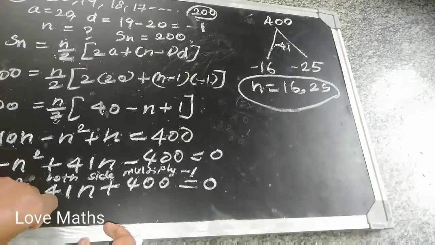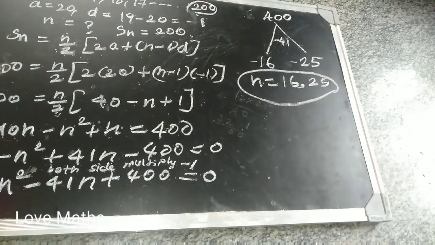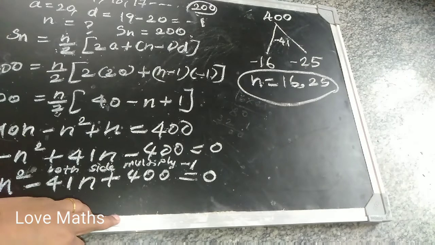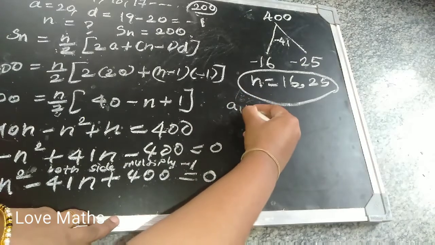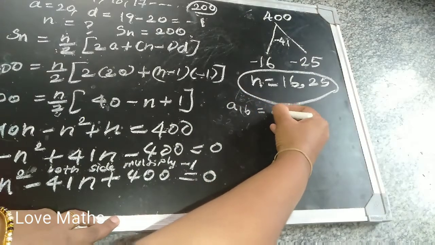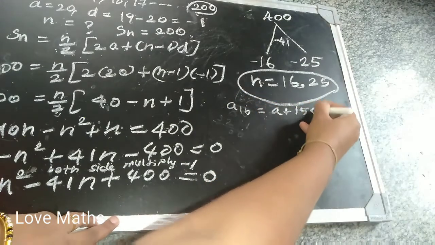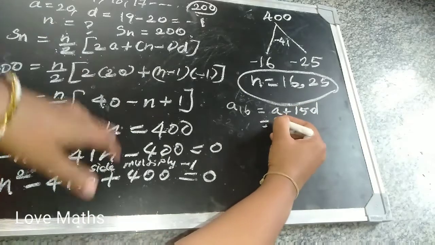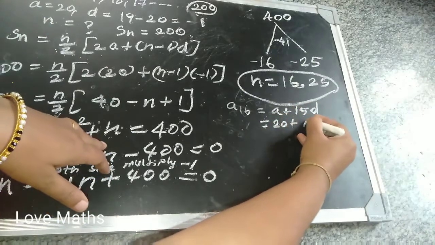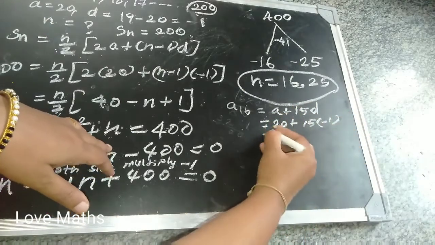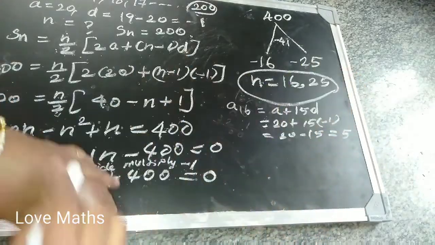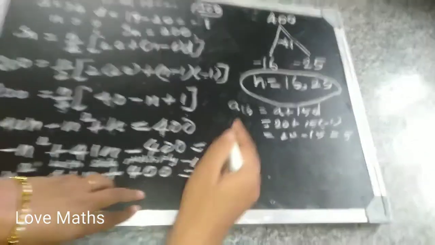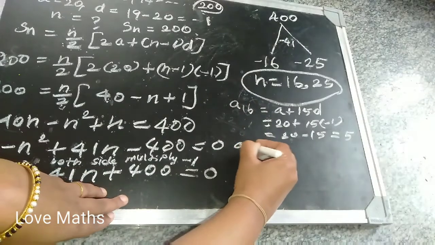How to continue? You just want to find a16 and a25. Just a16 means what? a plus 15d. So what is the value? 20 plus 15 times d, where d is minus 1. So 20 minus 15 is equal to 5. a16 is 5. Okay, next you have to find a25.